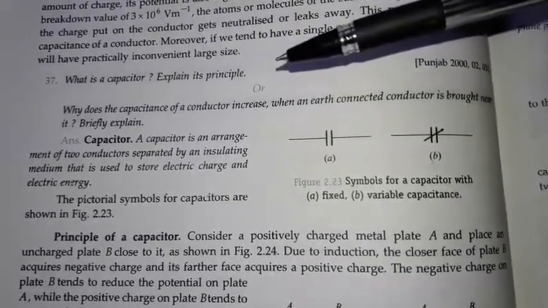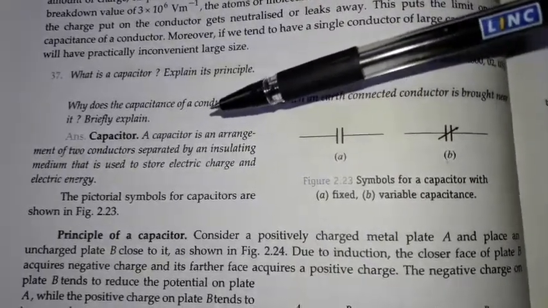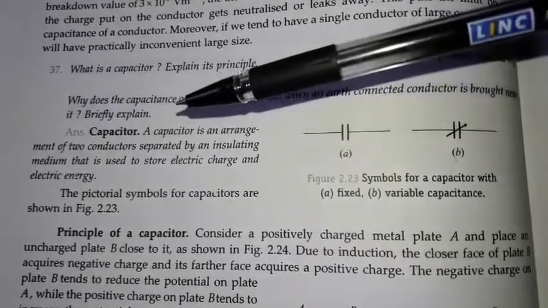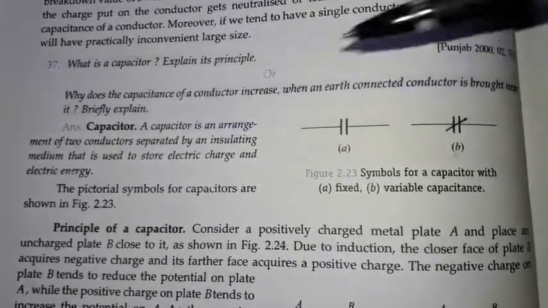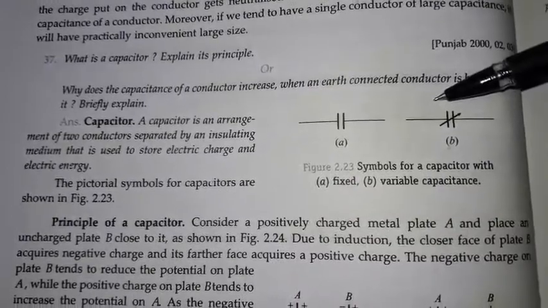Our first topic for today is capacitance. A capacitor is an arrangement of two conductors separated by an insulating medium that is used to store electric charge and electric energy. Here is the symbol of a fixed capacitor and a variable capacitor.